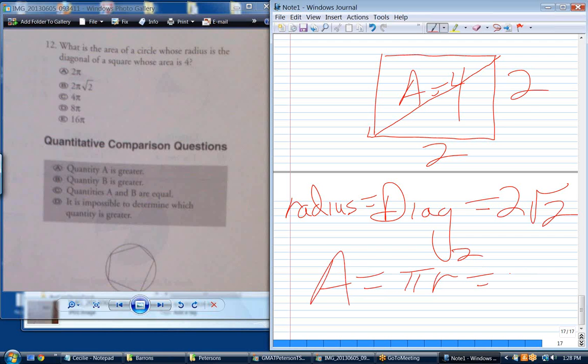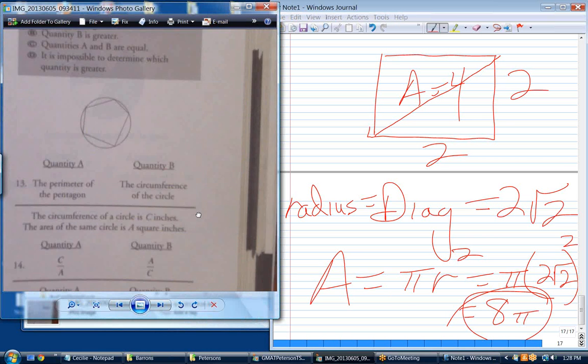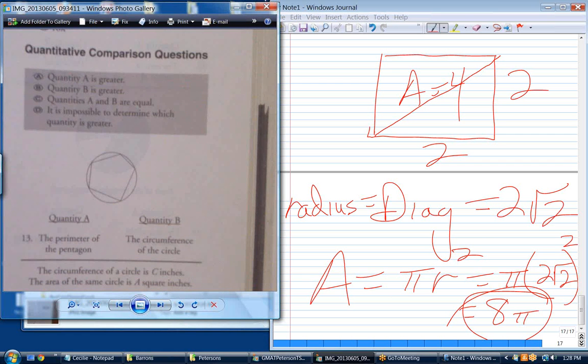Well, 2 square root 2 squared. You do both numbers, right? Correct. So that's 4, and that's 2. Okay? And then do you multiply those? Yes. In other words, it ends up being 4 times 2. So it's 8 pi. Okay. All the rest of these are quantitative comparison, which we're not doing.